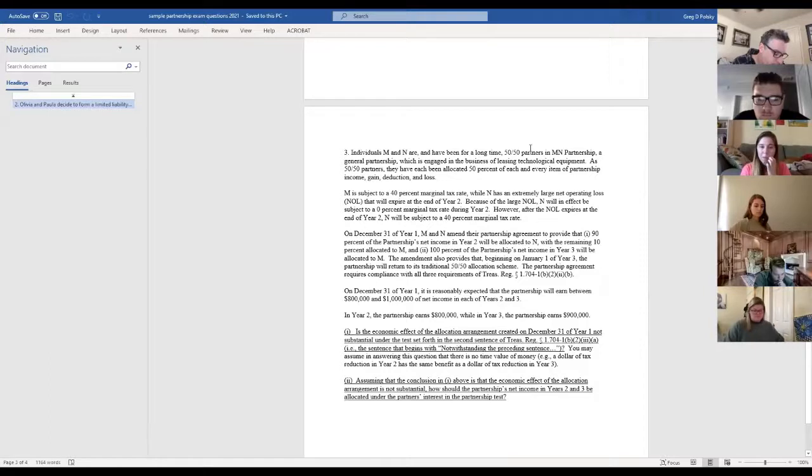And now they decide, okay, we're going to change this up. And what we're going to do is we're going to give 90% of year 2. We're in year 1, so year 2 is going to be allocated to N, to the guy with the big NOL, the remaining 10% to M, and then the following year, year 3, all the income will be allocated to M. And importantly, we use our crystal ball, and we see that we're going to earn between 800,000 and $1 million of net income in each of the 2 years. And we're told basically to apply the overall tax effects test.